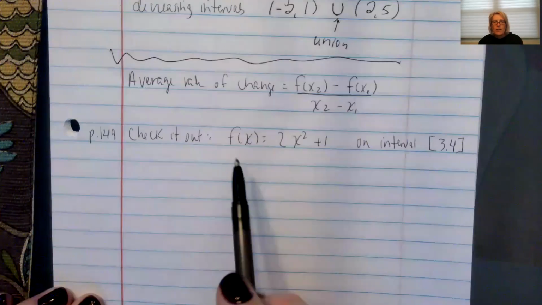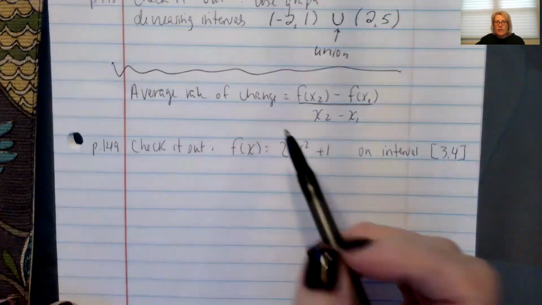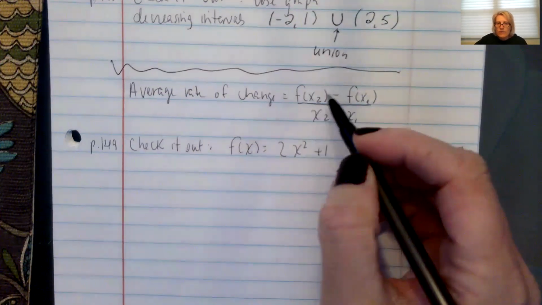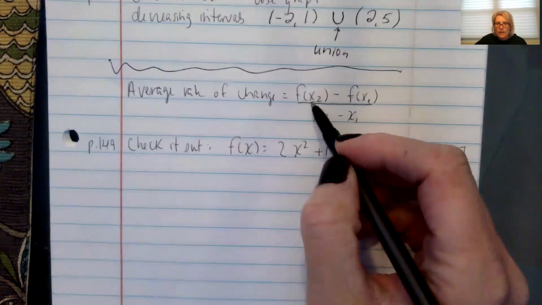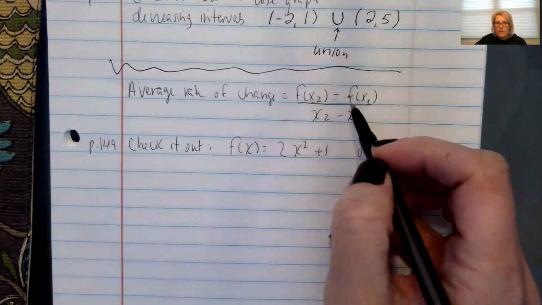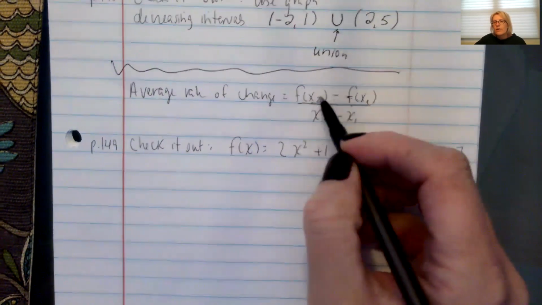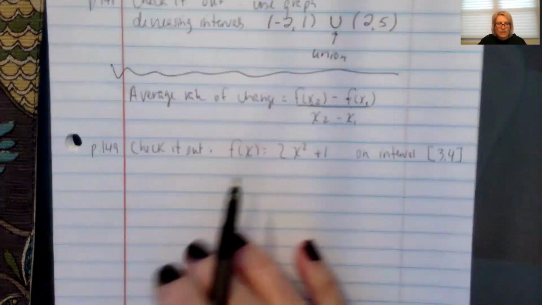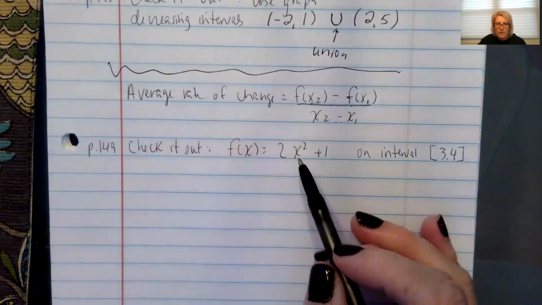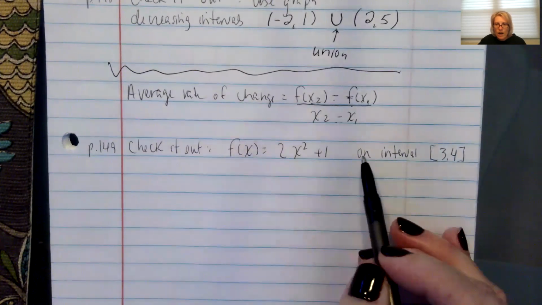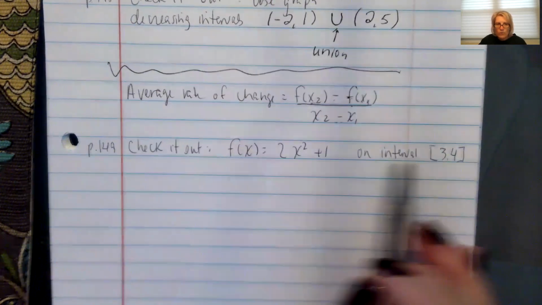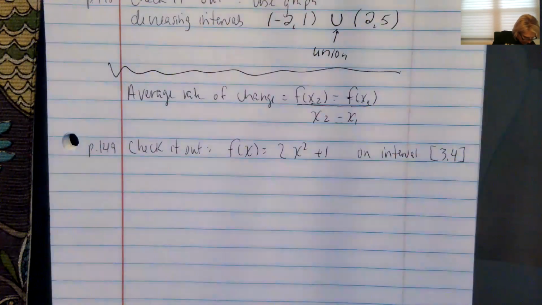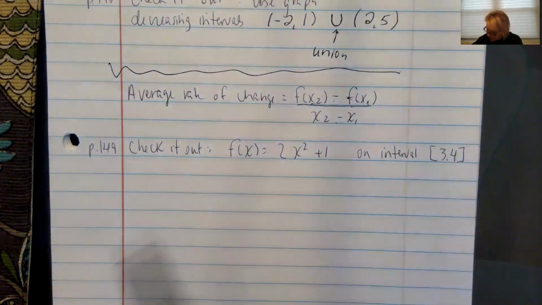Let's look at the average rate of change. So the average rate of change is taking the difference of the output, so the function x2 minus the function of x1, so the difference of their outputs divided by the difference in their inputs. It says, let's look at the check it out. We have the function of 2x squared plus 1 on this interval 3 to 4, and we want to find the average rate of change.